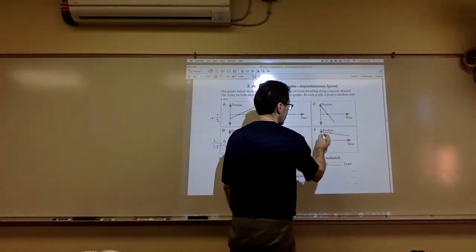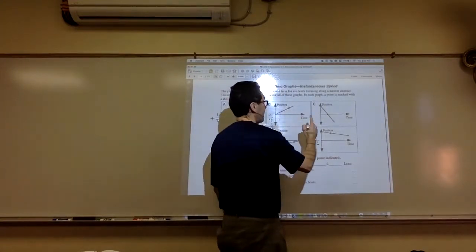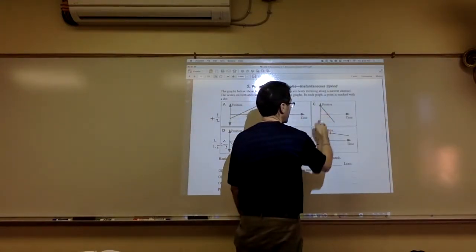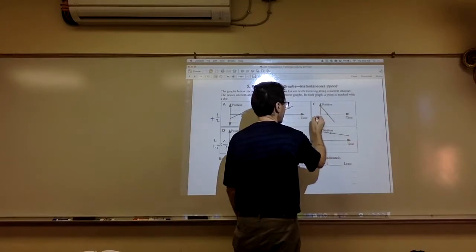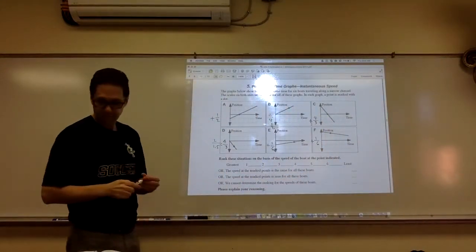The slope here is drop 1 and run 6, so I'm going to do 1 over 6. I'm going to make that positive because I'm looking for speeds. And here I go 1, 2, 3, 4 over 3. So it's -4 over 3, but since it's speed, it's positive 4 over 3.